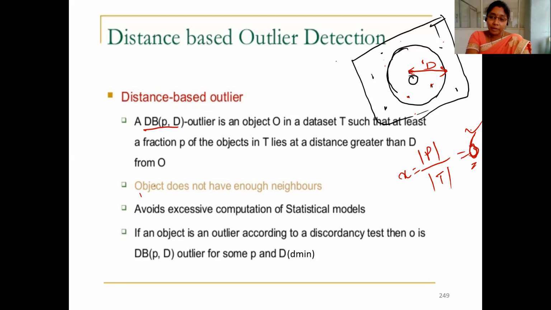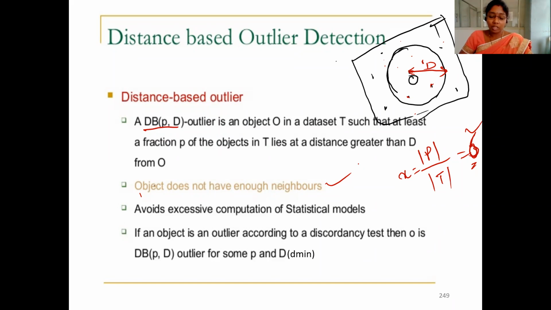That means less than the required number of values within the boundary exist, then that is an outlier. Otherwise it is not an outlier. That means indirectly we are checking whether the object has enough neighbors or not. So in this method it avoids the excessive computation of statistical methods.